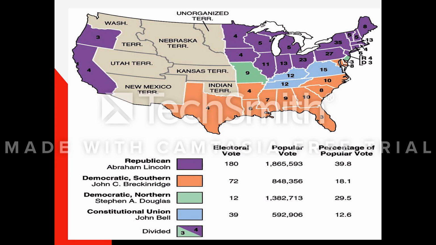Democratic Northern is all the solid green, so I believe on this one there's only one that went Democratic Northern, and I think it's Missouri. And then half of New Jersey went Democratic Northern. Constitutional Union, that looks like it was West Virginia, Kentucky and Tennessee. And then the one that was divided, as I said before, was New Jersey.